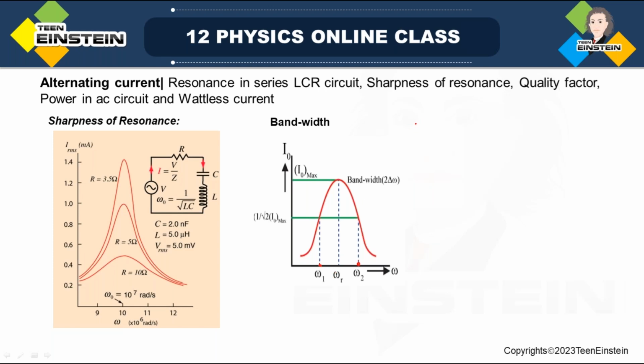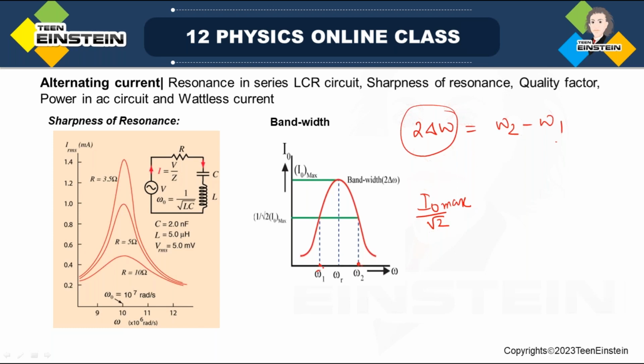So bandwidth is actually defined as two frequencies, omega 2 minus omega 1. I'll tell you what this is and where I got it from. So omega 2 and omega 1, but what are those values? Actually, these frequencies are those frequencies where, on either side, the current becomes 1 over root 2 of the maximum value of the current.